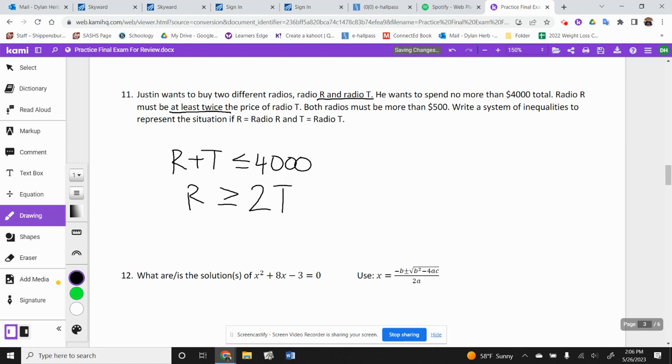And then the other two inequalities, so both radios must be more than 500. That means that R is more than 500. Actually, it says more than, so we don't need an equal to underneath that symbol, just a regular greater than. And T is also greater than 500. So there's your system of inequalities there. And you'll just be having to write the system. You won't have to do any solving or graphing.